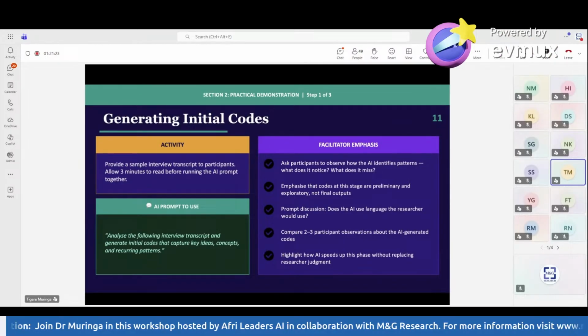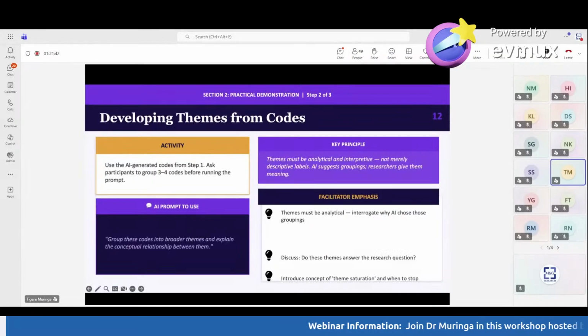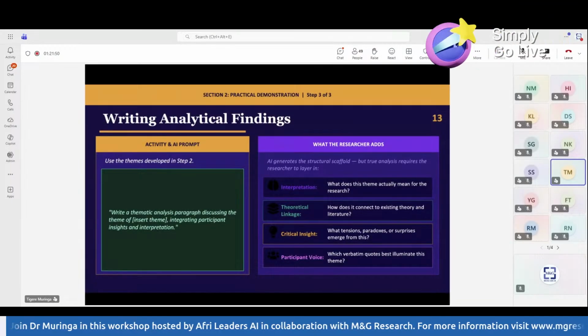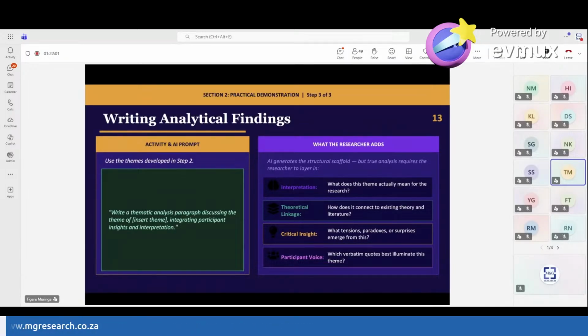So the first thing that we need to do is provide a sample. I'll provide you a sample of interview transcripts of participants and allow you a few minutes to see how to run that data and show you the different types of prompts that we'll use in that particular aspect, right? Then we'll do the theme development from codes to themes and demonstrate for you how that would pan out, right? And how you would then move from the themes to writing the actual chapter or the actual section in your dissertation, right?